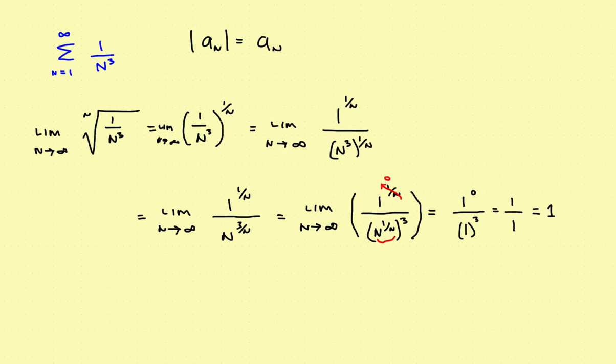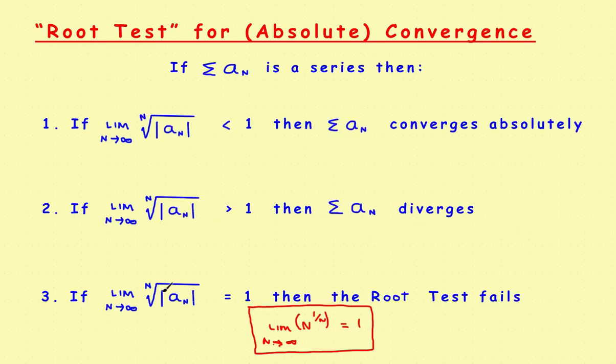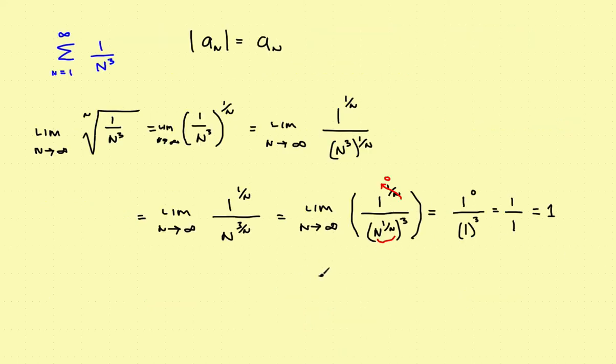So after all this work, going back to look at the rule, if this limit turns out to be 1, then the root test fails. So in this case, you went through a lot of work to conclude that the root test fails. Try another test, and in this case, a great test, of course, would be the p-series. So if the root test fails, then try another test. But it's just another example to show you where this n to the 1 over n might come from.